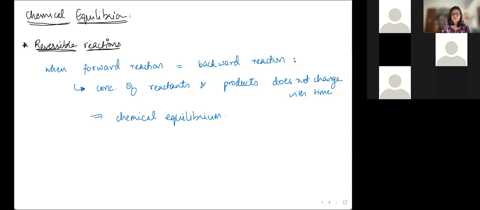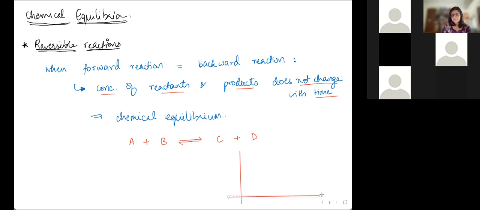Okay, let's take an example. Let's say I have a reaction A plus B, it should be reversible, so I use the reversible symbol, gives C plus D. Now we're looking at concentration of reactants and products not changing with time. So time is a major factor we're looking at. So let's measure those particular quantities with time.